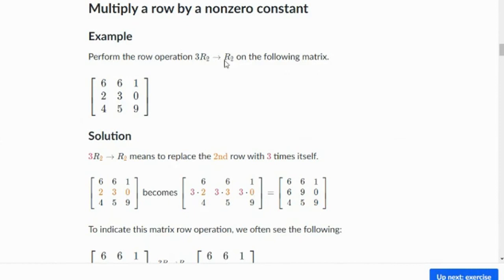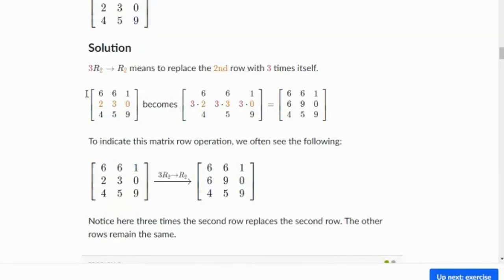3R2 to R2. So basically take the second row and multiply it by 3, and make that the new second row. So instead of 6, 6, 1, 2, 3, 0, 4, 5, 9, when we multiply the second row by 3, it becomes 6, 6, 1, which is the same, 690, because that is what 3 times row 2 equals. And then 459 stays the same.